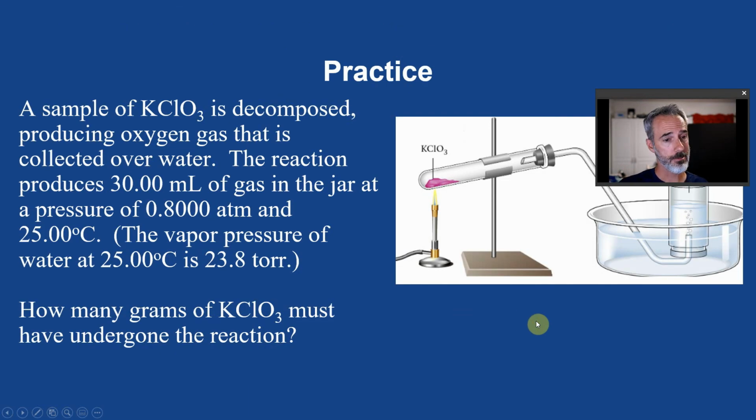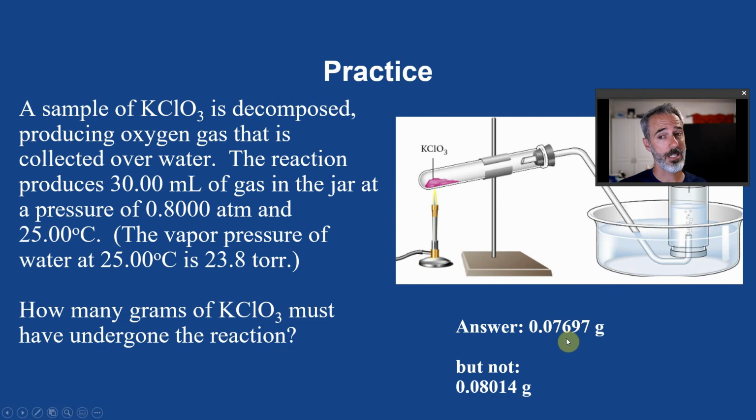I'll let you read it, do your calculations, and put your answer in. Okay, let's see if you got the right answer. The answer was 0.07697. That seems like a lot of sig figs. Let me check. Oh yeah, there were a lot of sig figs in this one. But it was not 0.08014. If you got that, what did you forget to subtract out? The vapor pressure of water. Or if you got something else, let's look at what other potential problems there are.